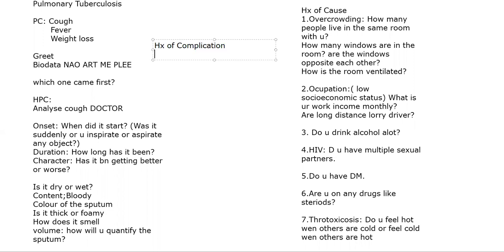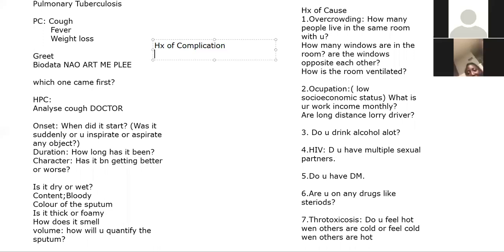So let's continue, doctor. Let's talk about the complications of TB. It's like around 7. Of course, you should finish by around 7 or before 7. We're almost done. So what are the history of complication for TB? What can TB cause? What are the complications? Doctor, tell me. TB complication.